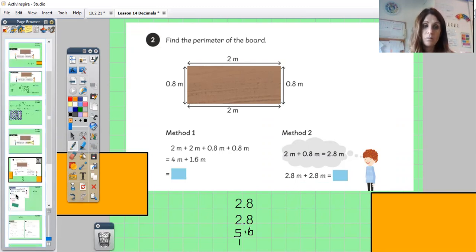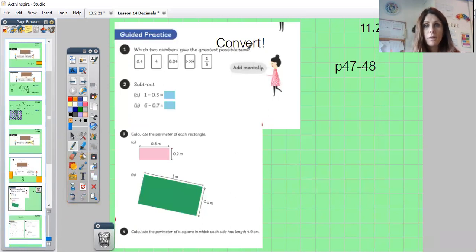So you're ready to move on to your guided practice. So the first thing you're going to do is find which 2 numbers give the greatest possible sum. There's that language again for you, sum. You're going to need to convert. Can you do it mentally without using written methods? Can you have a go at doing it mentally? You've got 2 calculations to subtract, and then here you're thinking about calculating the perimeter. You can use either method that you've been shown for this one. So think back to the methods that we just talked about. Choose whichever you think is easiest. And then the final one, calculate the perimeter of a square in which each side has a length of 4.9.